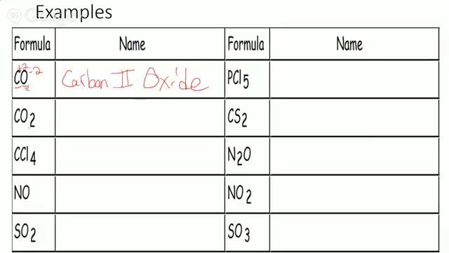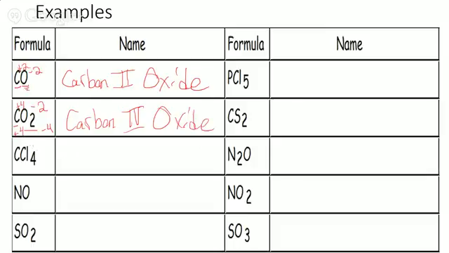Next one, we got to figure out the charge of the carbon. If I have two oxygens, each -2, that tells me I got a -4 overall, which means I must have a +4. And I only got one carbon, so that carbon has to be +4. So the name for this would be carbon, Roman numeral 4, IV, oxide.